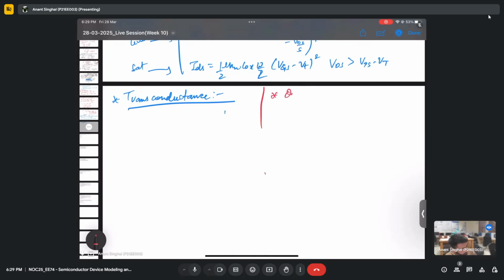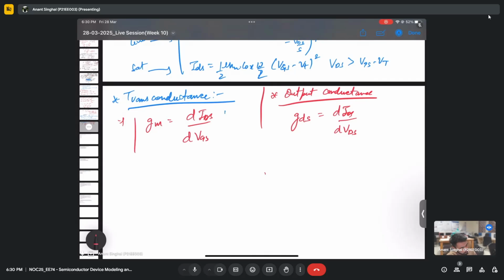So we have two different things: one is output conductance and one is transconductance. Transconductance is, as he said, the change in the output drain current with respect to the applied gate voltage. There is one more term, output conductance, which is the change in the drain current with respect to the change in the drain voltage.